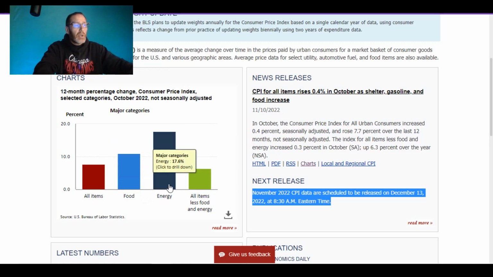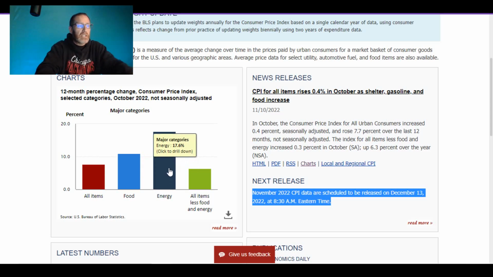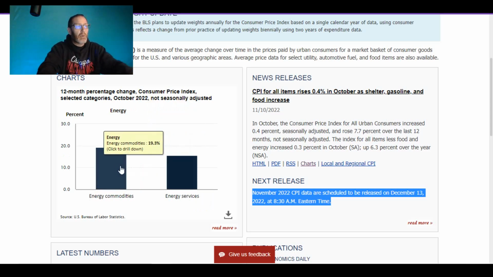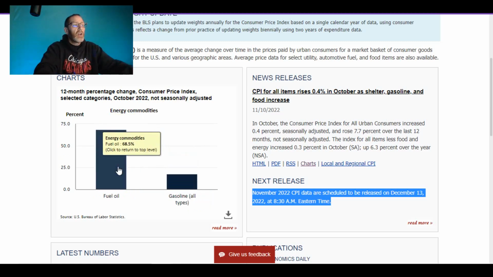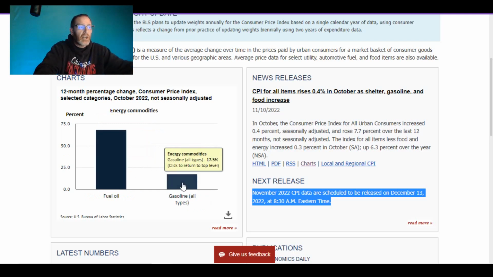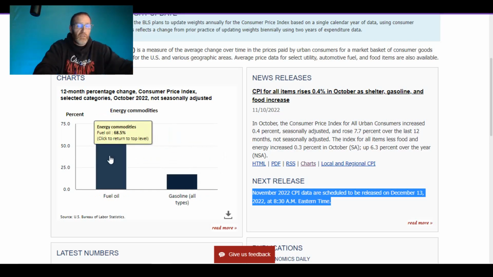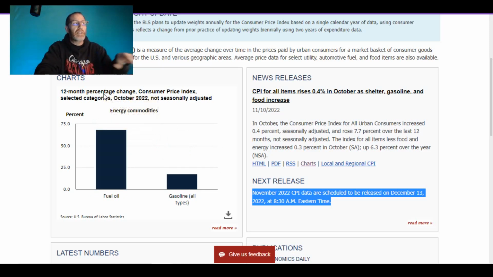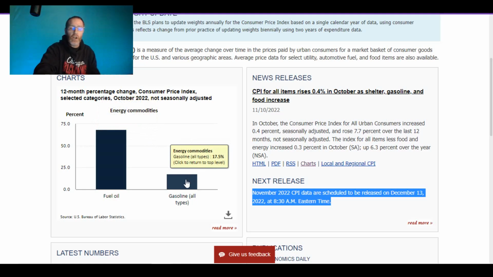All right, so you can click on energy. Right now you can see energy as an average is 17.6. If you click on it, you can see it broken down into two categories, energy commodities and energy services. Let's go to the commodities part of it. Fuel oil, obviously. We've been paying more at the pump. Gasoline, all types, yeah, paying more at the pump. Why? Because fuel oil is so much more. Fuel oil, as you can see, is 68.5% higher year over year. This is based on a 12-month percentage change chart.